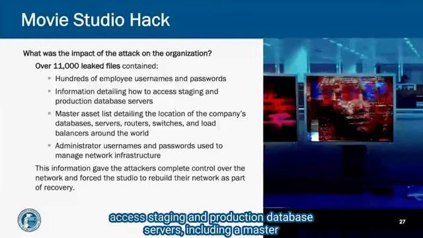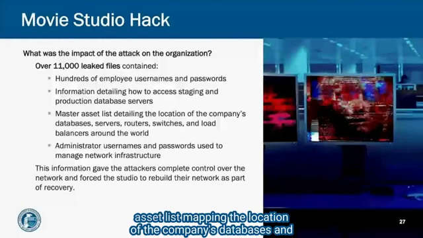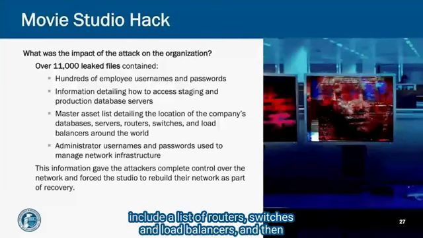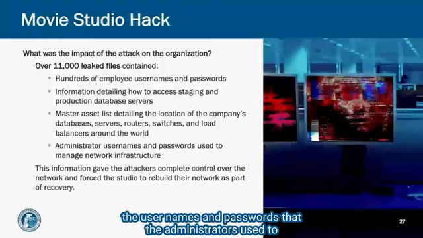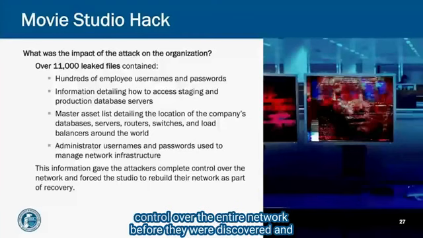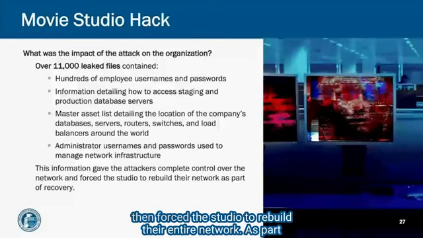Information dealing with how to access staging and production database servers, including a master asset list mapping the location of the company's databases and servers around the world, was also leaked. The documents also include a list of routers, switches, and load balancers, and the usernames and passwords that the administrators used to manage them. So this information basically gave attackers complete control over the entire network before they were discovered, and then forced the studio to rebuild their entire network as part of the recovery.